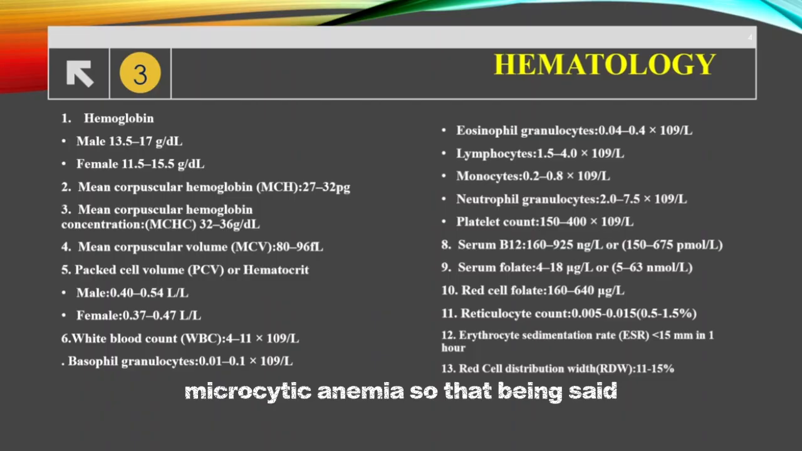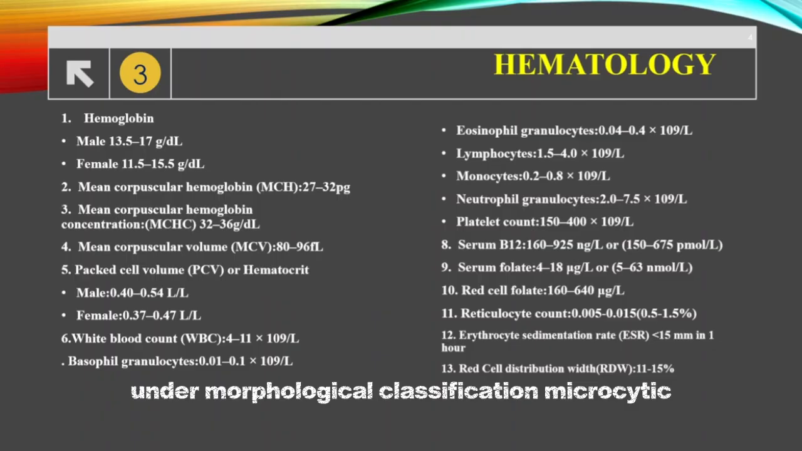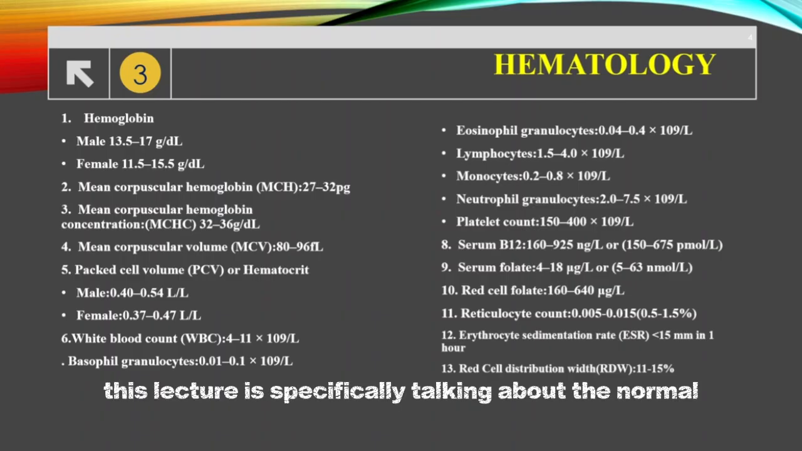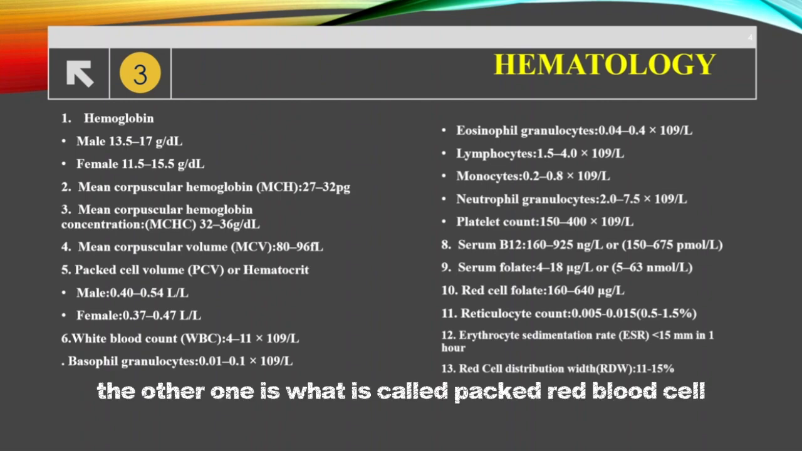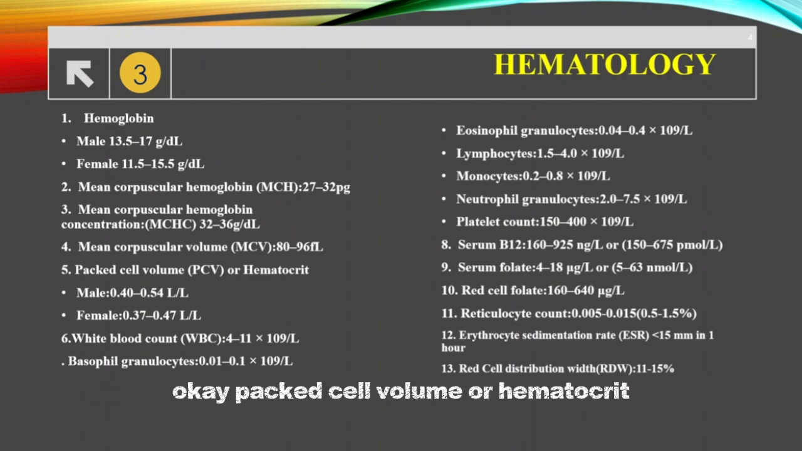So we've got three different types of anemias under morphological classification: microcytic, normocytic, and macrocytic. We'll talk about the things that can cause microcytic, megaloblastic, and whatnot some other time. This lecture is specifically talking about the normal values. The other one is the packed cell volume, or hematocrit.